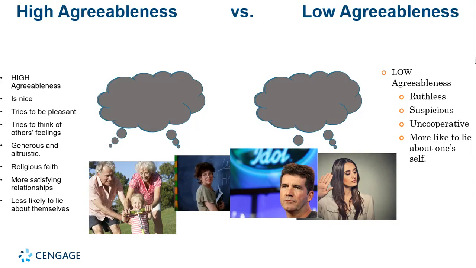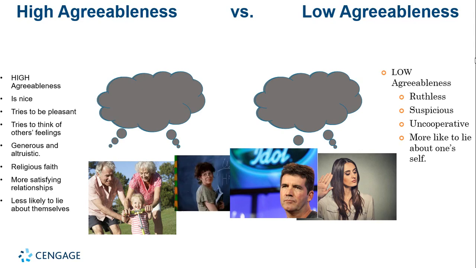Now, the next trait is agreeableness. The best way to think of people who are agreeable is that they're nice. These people try to be pleasant. They try to think about other people's feelings, and specifically, they try to make sure that they don't hurt other people's feelings. They're often generous and altruistic. They will do something for you, even if it ends up hurting them a little bit. Again, people who are agreeable tend to be more religious than people who are low in agreeableness. And they tend to have more satisfying relationships, because when you're nice, your relationships work better.